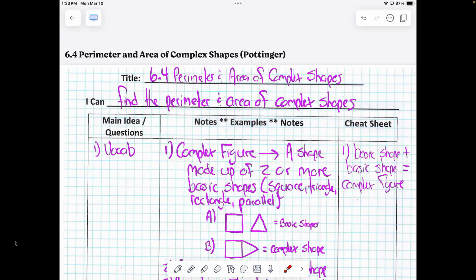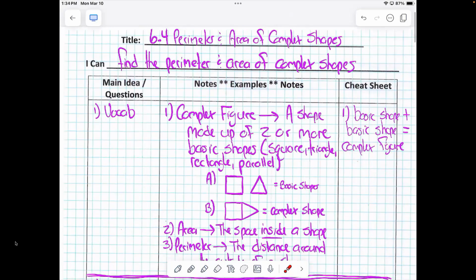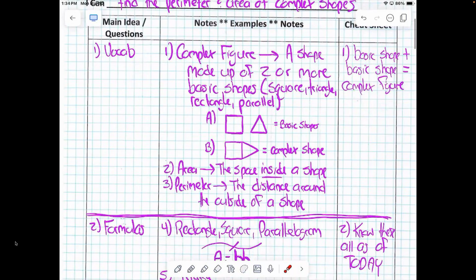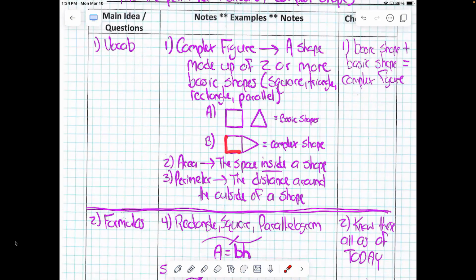6.4, perimeter and area of complex shapes. Can you find that? Yes. All right, a complex shape or a complex figure would be made up of two or more what? Basic shapes. Such as a square, triangle, rectangle, parallelogram. If you follow this trace here, this would be a complex shape. The reason we call that a complex shape is because it is made up of two basic shapes, like that triangle and that square. Yes? So now we know the difference between a basic shape and a complex shape.